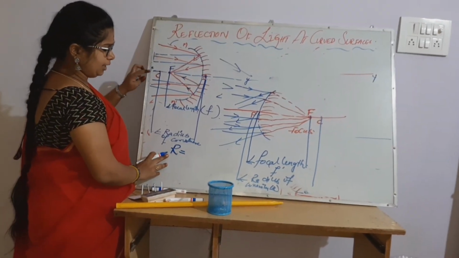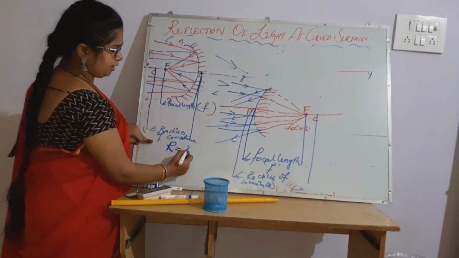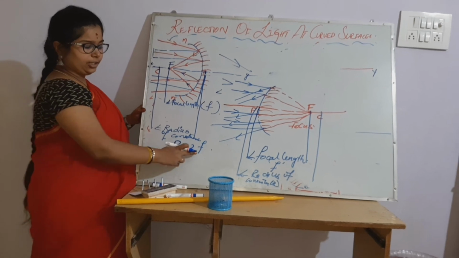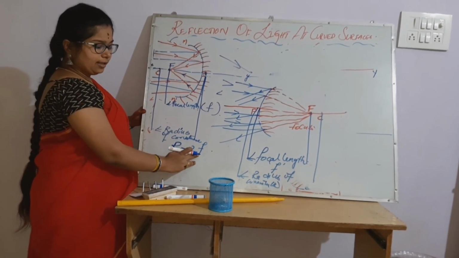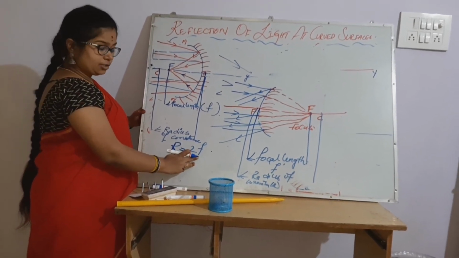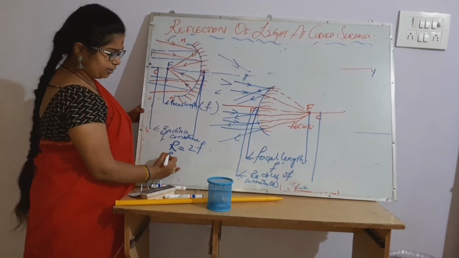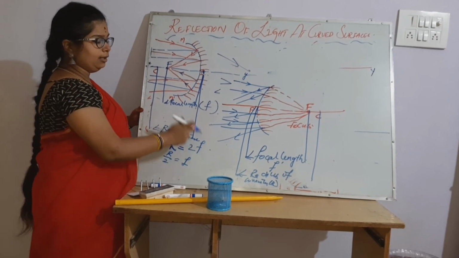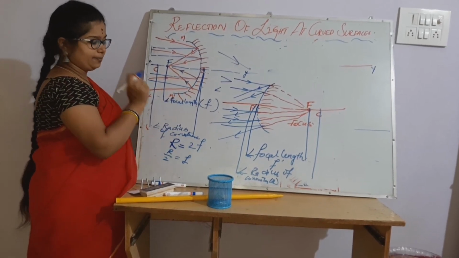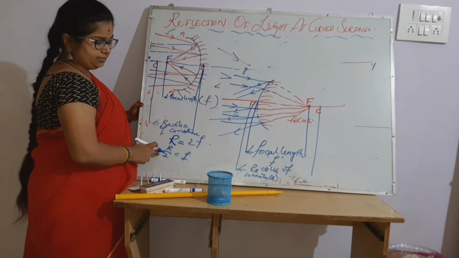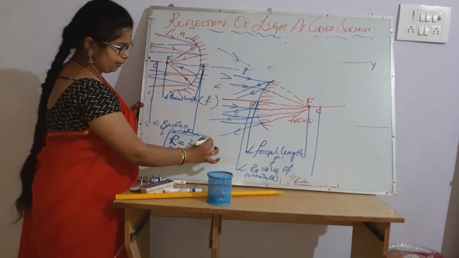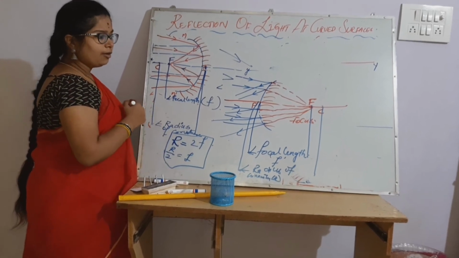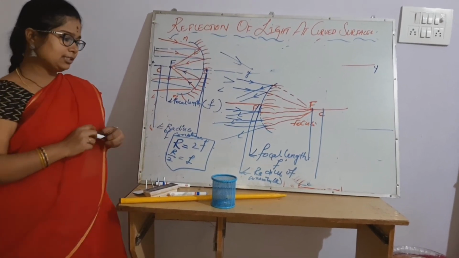R is equal to 2 into F. If you get a problem where the radius of curvature R is given, you need to find the focal length, so R by 2 is equal to F. The radius of curvature is double the focal length, 2F. So in problems, this formula is important, where R is the radius of curvature and F is the focal length. And with this, we end it.